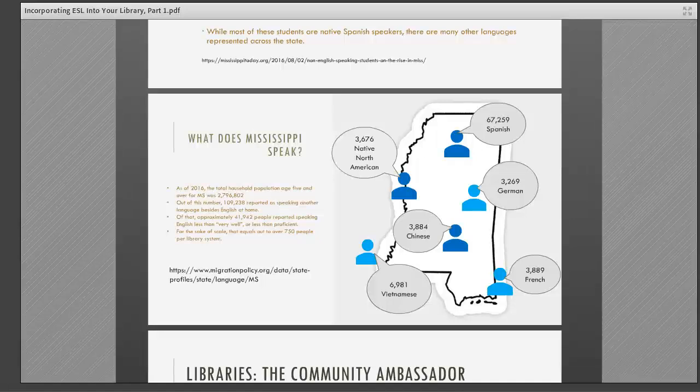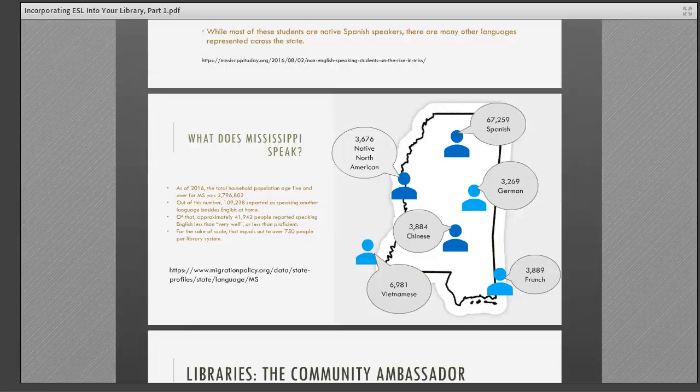So, what does Mississippi speak? To your right, I just have this quick little graphic I made up. These numbers came from Migration Policy Institute and Data USA. In the second webinar, I show you how to use Data USA. It's really an awesome resource if you want to get a snapshot of the populations in your communities and get some quick stats. It's really, really good to use. In the second webinar, I take you through a quick tutorial on how to use it. But okay, back to this.